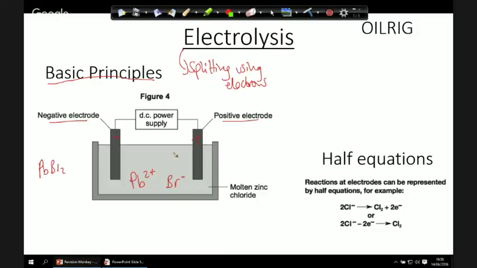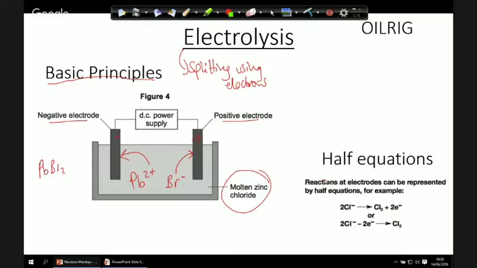And quite simply, opposites attract. So the negatively charged ion would move to the positive charged electrode, and the positively charged ion would move to the negatively charged electrode. Okay, so we could do lead bromide, or similarly you could have something like zinc chloride, or any kind of molten ionic substance that you want to split up. So in the same case, the chloride is negative, so that would go to the positive electrode, and the zinc is positive, so that would go to the negative electrode. But that's the simple principle of it.